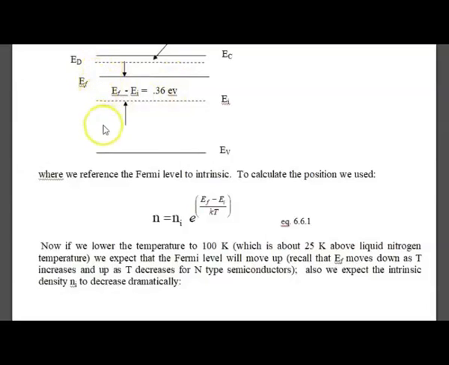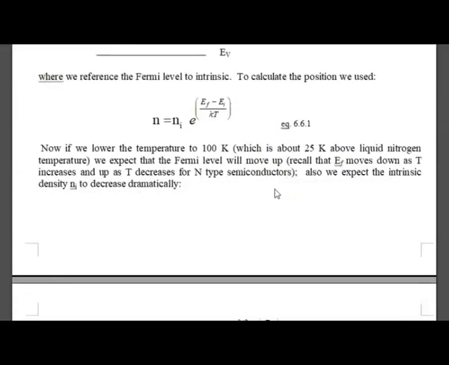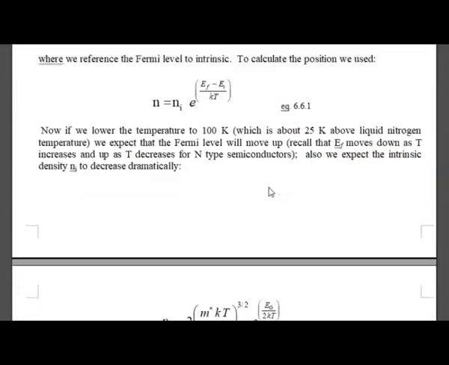Now, of course, for p-type, if the Fermi level was below intrinsic, as temperature goes up, the Fermi level would go up, and as temperature goes down, the Fermi level would go down. But in our case, we're n-doped, so as temperature goes down, the Fermi level is going to move up. How far up? That's the question. Okay, so I think we'll be surprised by the answer. So sit down, hang on to your seats, and let's do it.